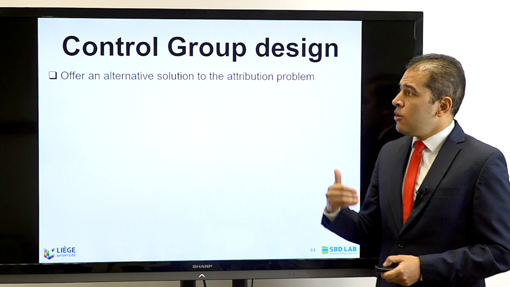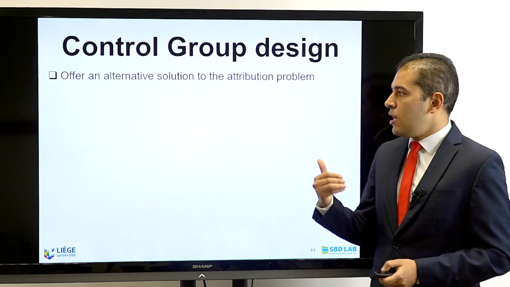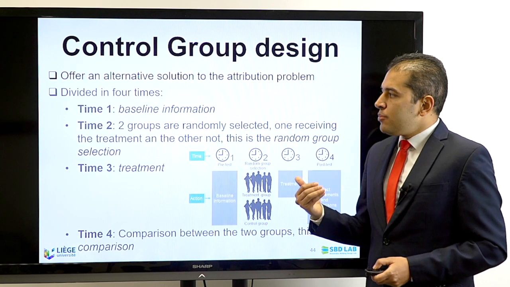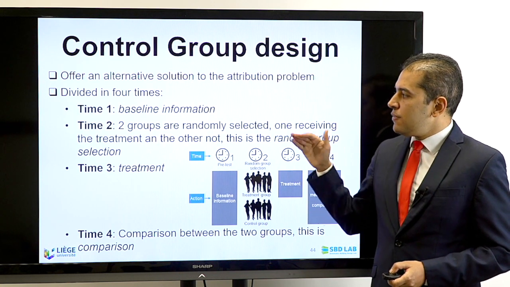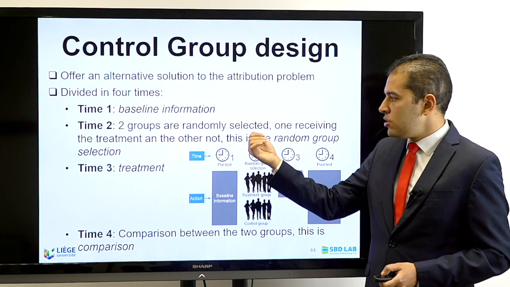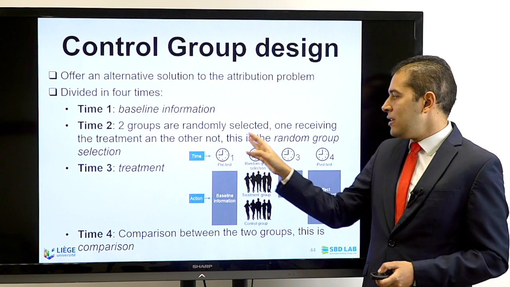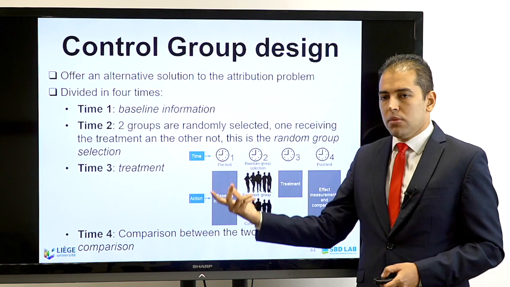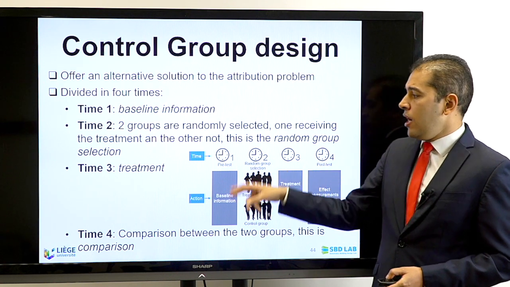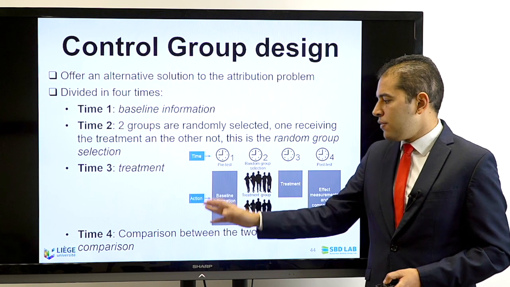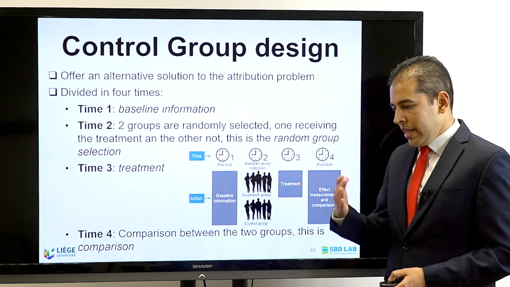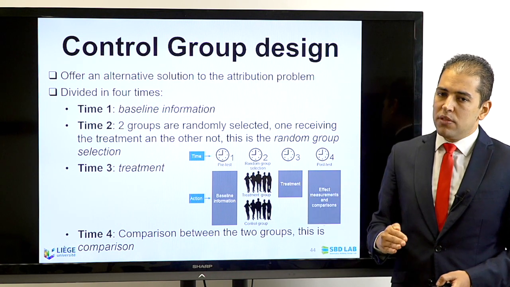Now let's go further. What is control group design? How to do it? Well, the control group design offers an alternative solution to the attribution problem, and it is divided in 4 times. First of all, I have baseline information, like the pre-test information. Then I have the 2 groups that are randomly selected, one receiving the treatment and the other not. This is the random group selection. And then I can introduce the treatment, and finally I have the comparison between the 2 groups, and in this comparison I have it before the test and after test.